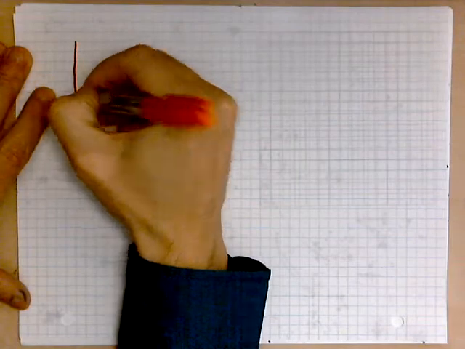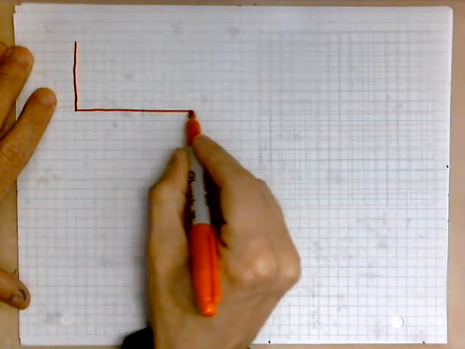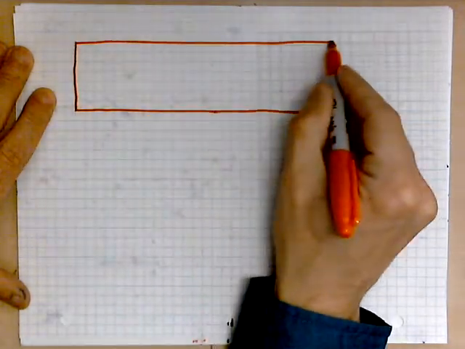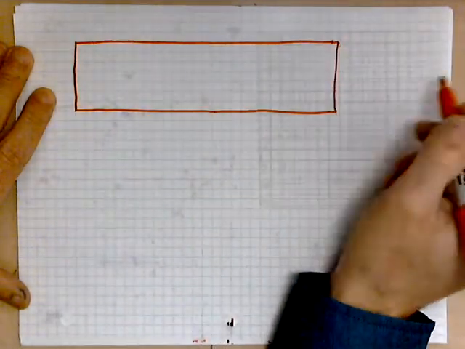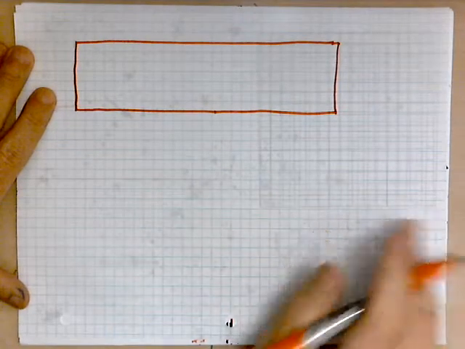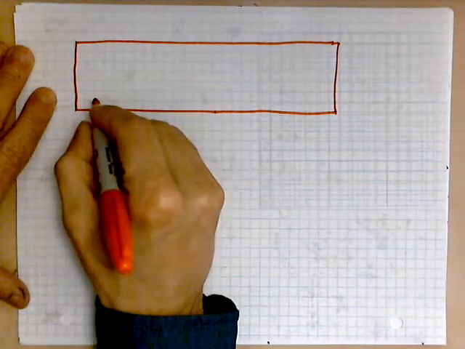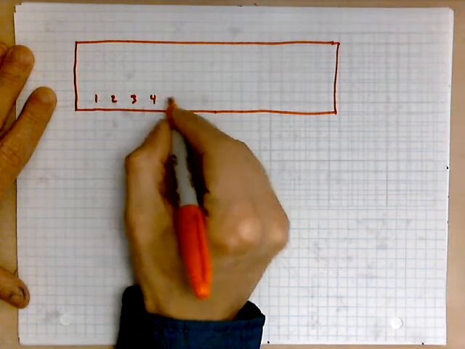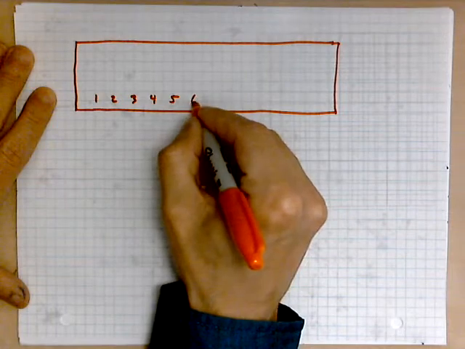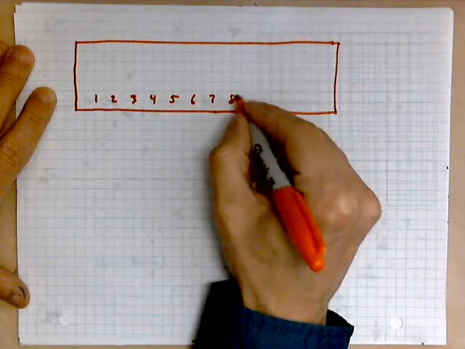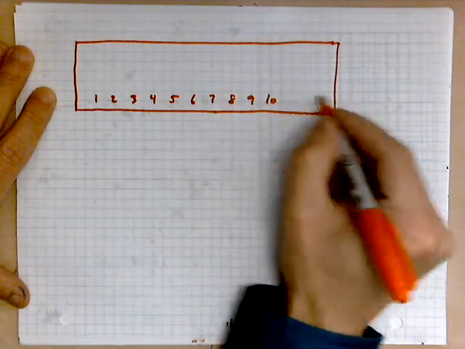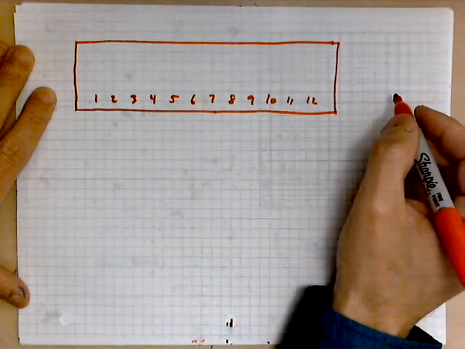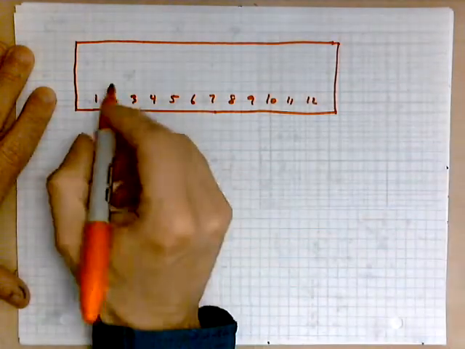Imagine you're looking at the top of a ruler. Okay, so imagine this is a ruler, and you are looking at the top of this ruler. Now let's mark the ruler, of course. Let's take this to be 1, 2, 3, 4, 5, 6, 7, 8, 9, 10, 11, 12. This is our little ruler.